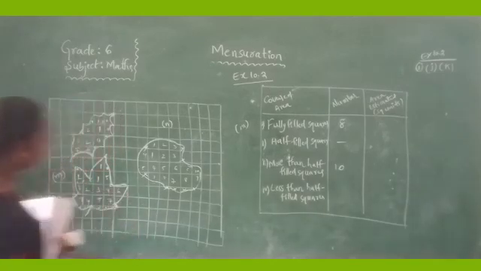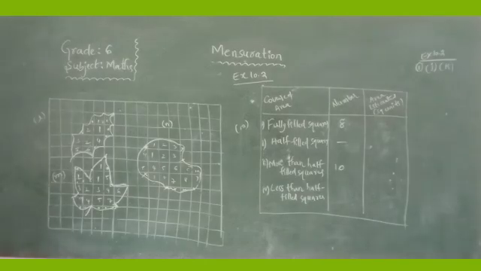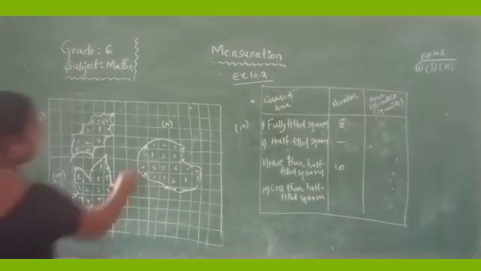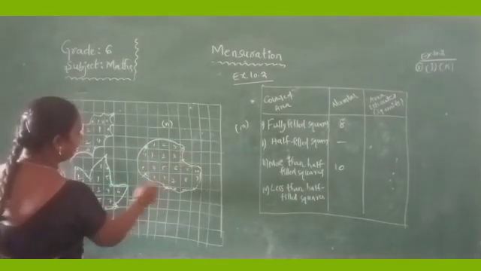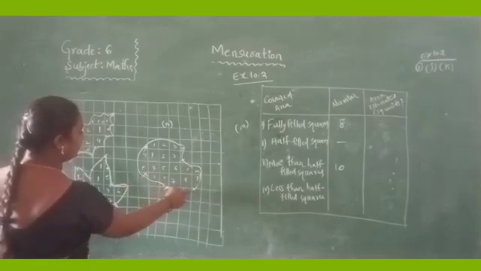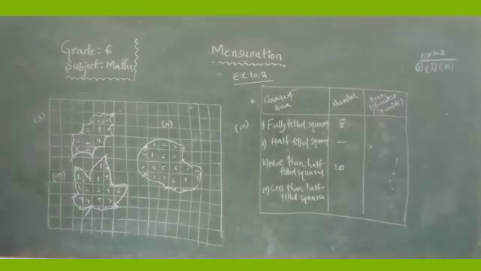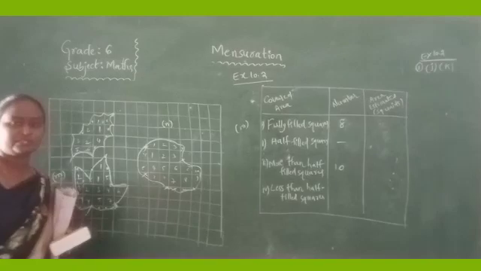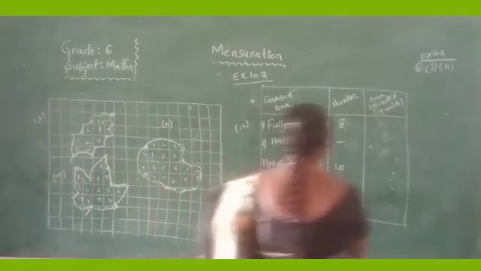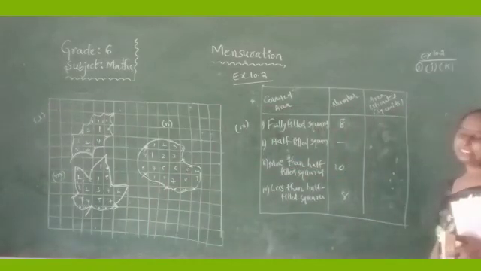See clearly in your textbook. How many came? Right, 1, 2, 3, 4, 5, 6, 7, 8. I got 8 less than half filled squares here. So now I am writing 8 here. Now find the area of this figure.